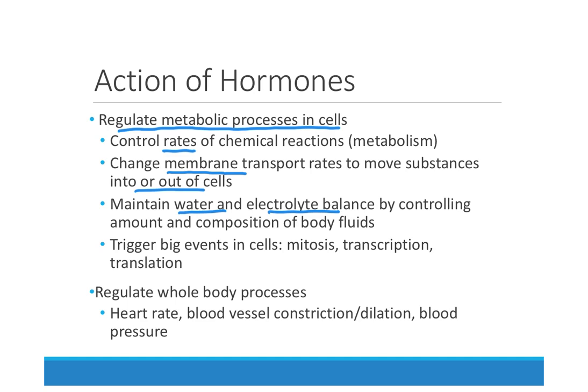And hormones trigger big events in cells. They start mitosis or transcription of a gene and then translation into a particular protein. Most of the work of hormones is happening on the cellular level, but there also are some whole body processes that will be influenced by hormones, such as the heart rate or whether your blood vessels are constricted or dilated. And these two things together work to affect your blood pressure.